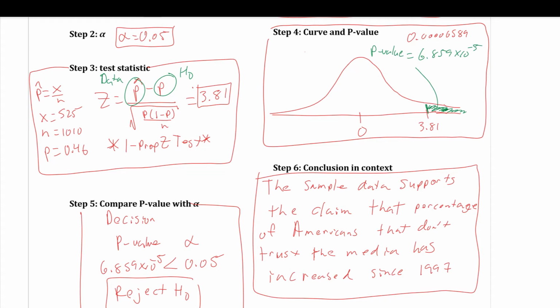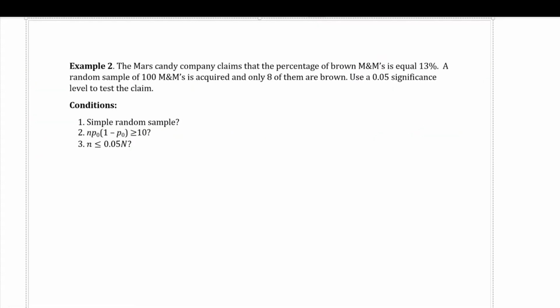So let's go ahead and do another one. Example 2: the Mars Candy Company claims that the percentage of brown M&Ms is equal to 13%. A random sample of 100 M&Ms is acquired, and only 8 of them are brown. Use a 5% significance level to test the claim.